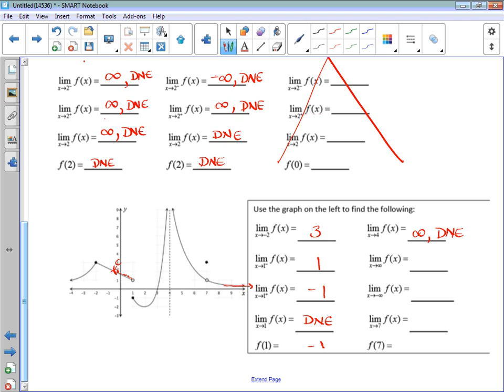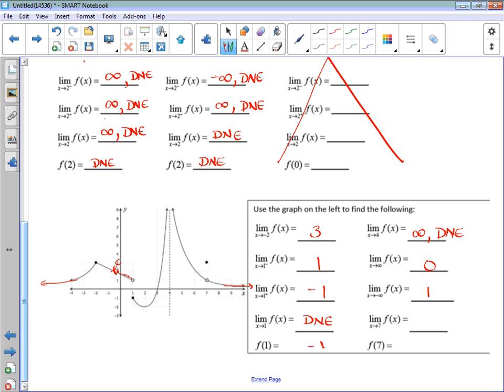It looks like it's leveling out at a horizontal asymptote. 0, yes. What about as we approach negative infinity? What does it look like it's leveling out at? 1. You guys okay with those?